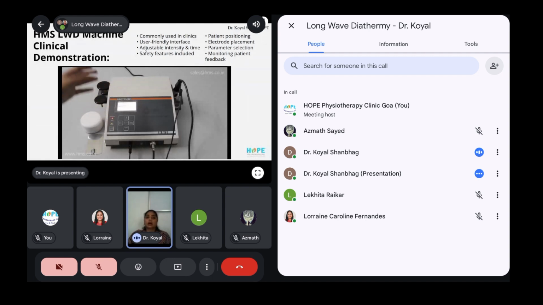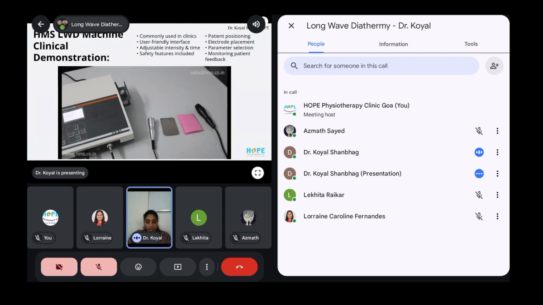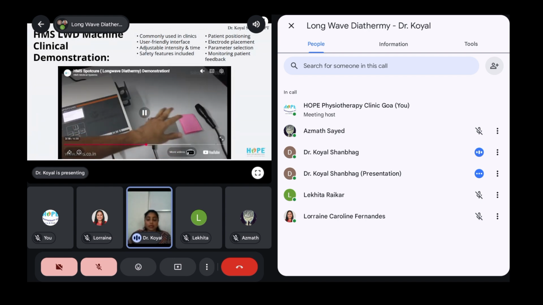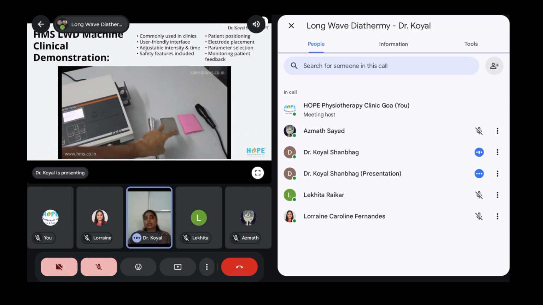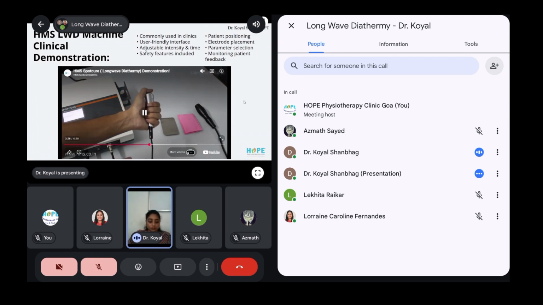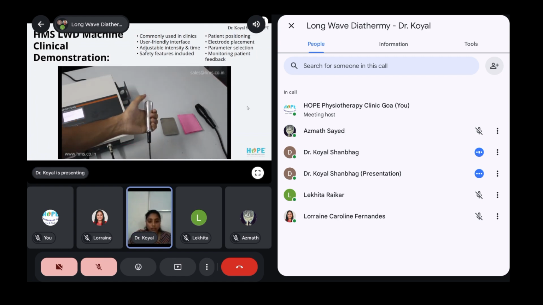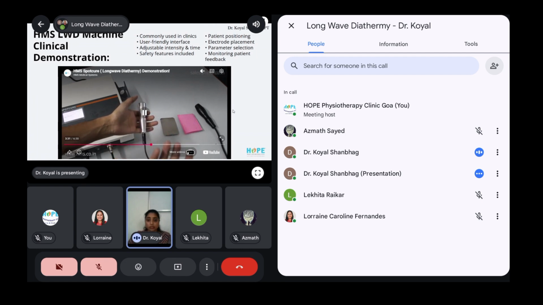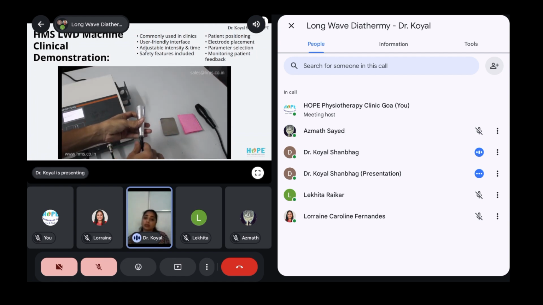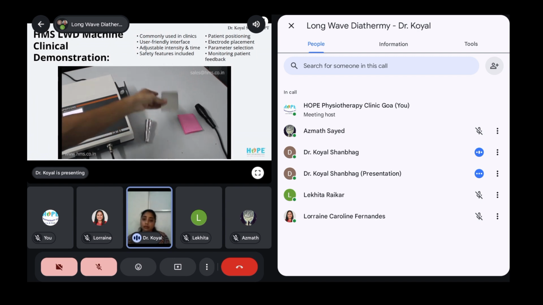Intensity depends on how much warmth the patient requires. It is up to their tolerance. And time can even go anywhere between 10 minutes to 30 minutes depending on the condition. So this is how we are supposed to hold it in the hand, and see to it that there are no metal implants or no metals present in the hand.